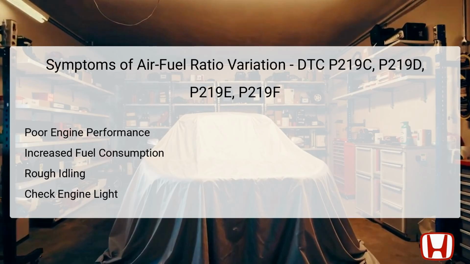Rough idling often occurs, where the engine exhibits erratic RPM fluctuations, making the vehicle feel unstable during stops. Additionally, the check engine light will illuminate on the dashboard, alerting the driver of existing diagnostic trouble codes stored in the PCM memory. Addressing these symptoms promptly is crucial in restoring proper engine function and efficiency.